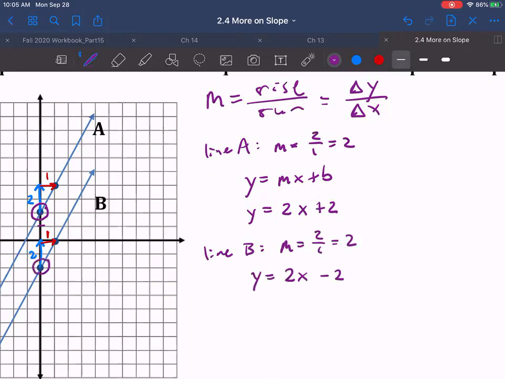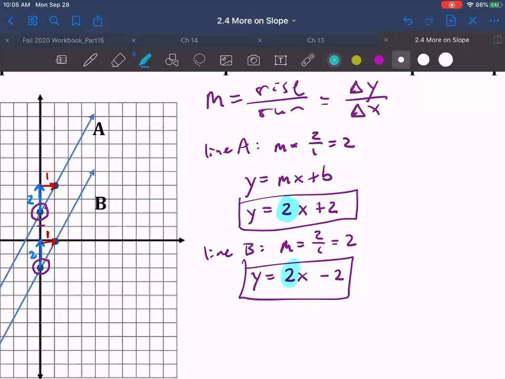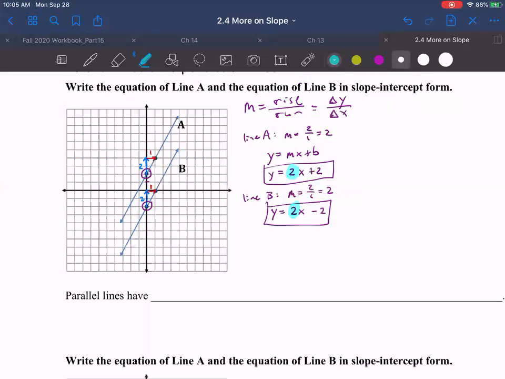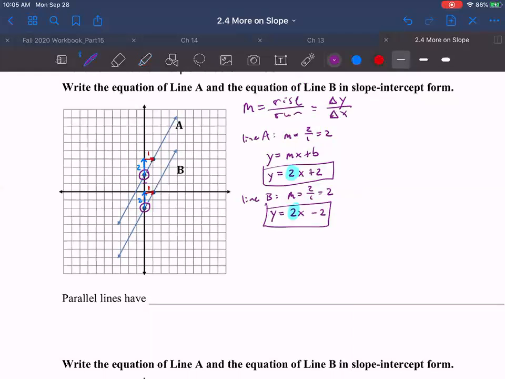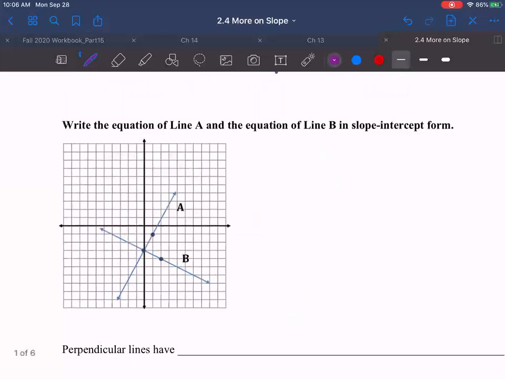And so if you look at our two equations, what you would notice is for these two parallel lines, we have the same slope, which we calculated for both, which was equal to 2. So what this tells us is that parallel lines have the same slope. The same slope. So any two parallel lines will have the same slope. Okay? Now let's take a look at this next one.